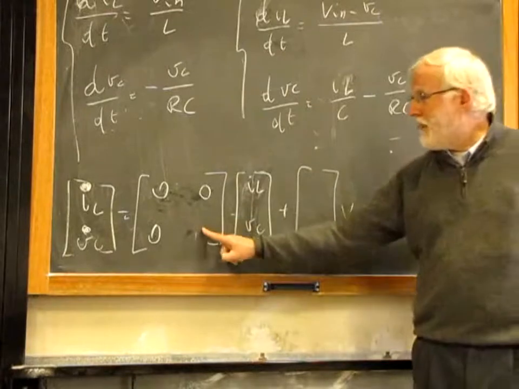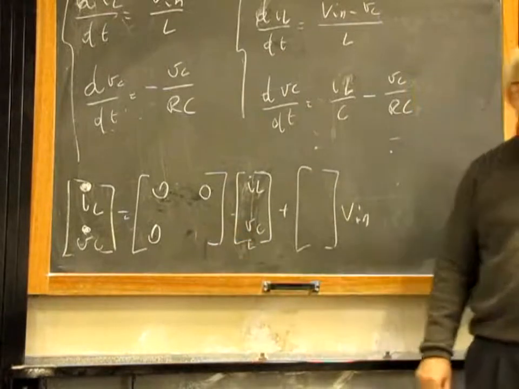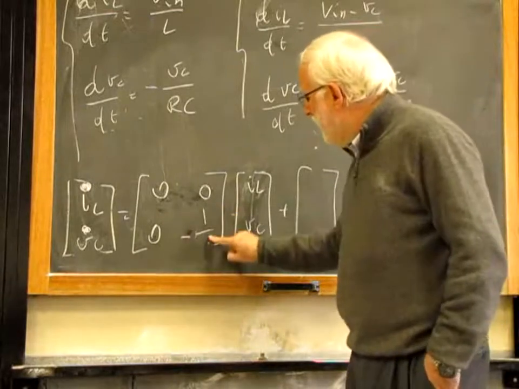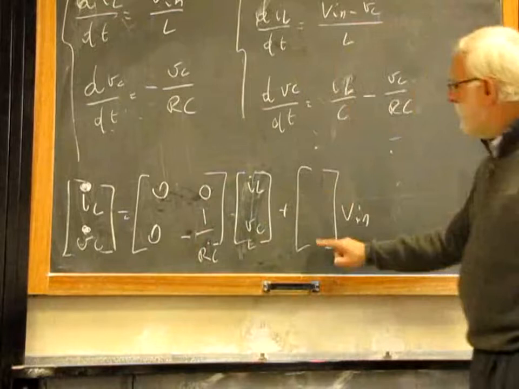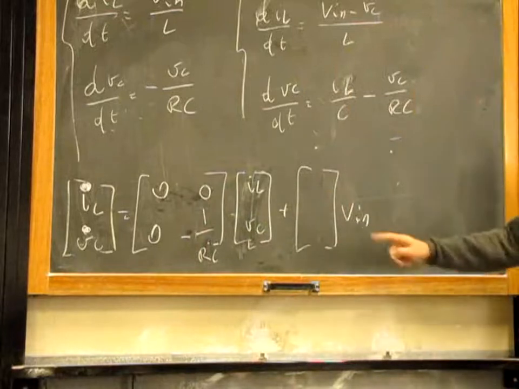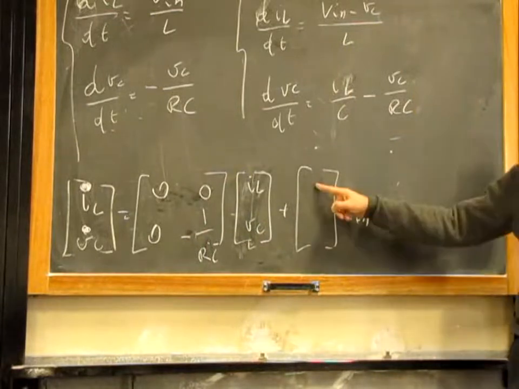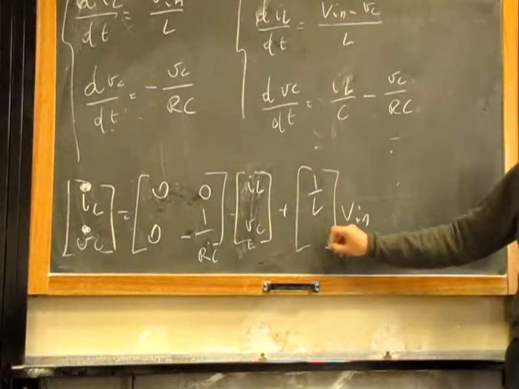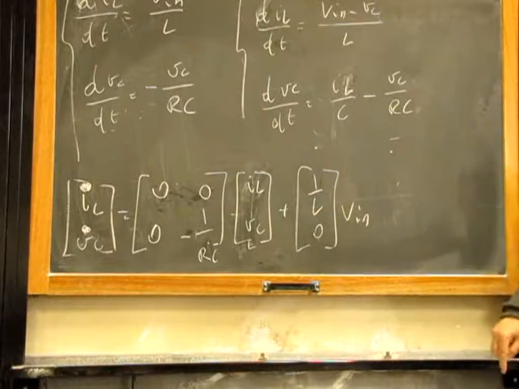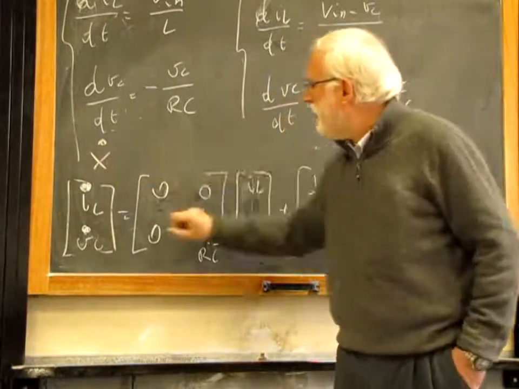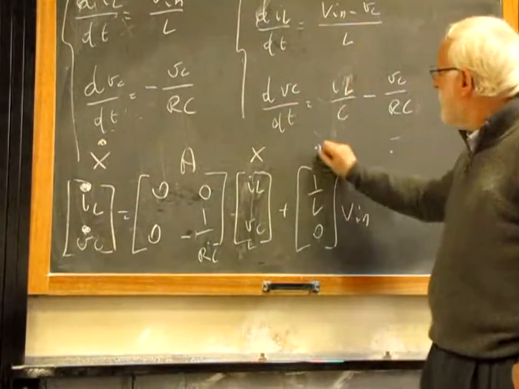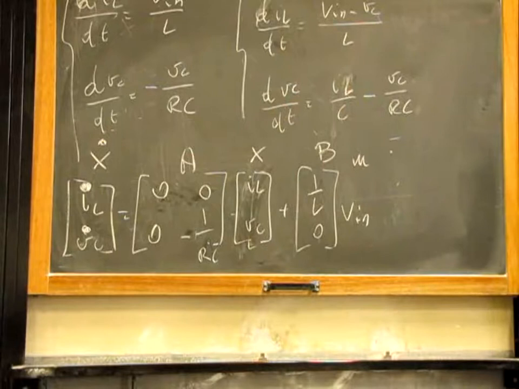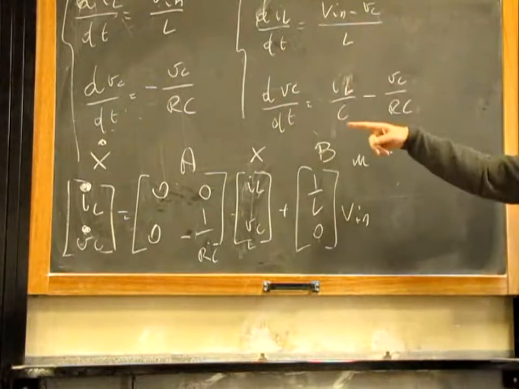What do we have over here? Vc dot as a function of Vc: negative 1 over RC. What do we have for the forcing term, the input term? 1 over L, and here 0. Okay, that's the first equation. This is my X dot, this is my A, this is my X, this is my B, and this is my U. Exactly the standard way.